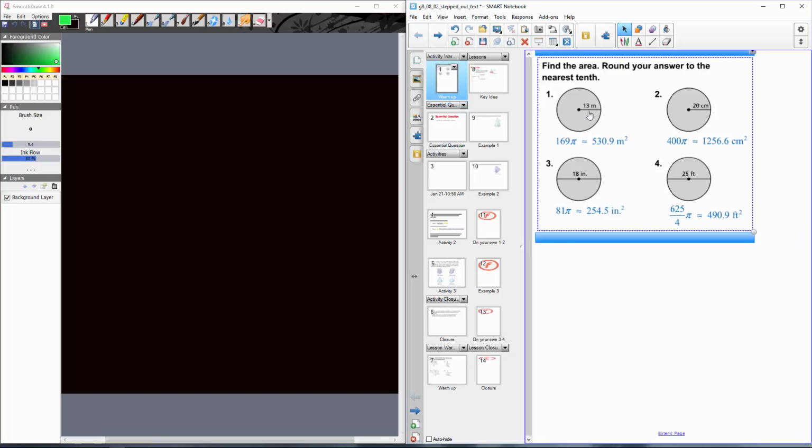Notice that it said round to the nearest tenth. Hopefully you did that. If not, you always look to the number after this, and if it's above a 5, you would of course round this number up. If it's below a 5, you'd keep it the same.